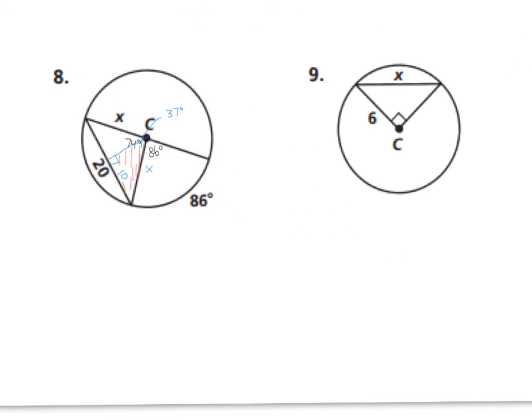And then number 9, this is a radius, those two are equal. So you could do 6 squared plus 6 squared equals x squared. Use the Pythagorean theorem.